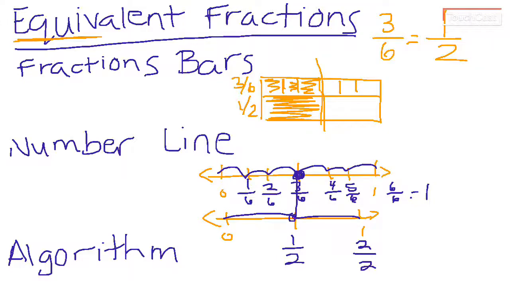Bring the line straight down. Boom, 1 half. Once again, two different strategies, same answer. Now I'm going to try and squeeze the algorithm in over here on the right. Okay? So with the algorithm, we are going to have our 3/6 is equal to our, let me fix that.